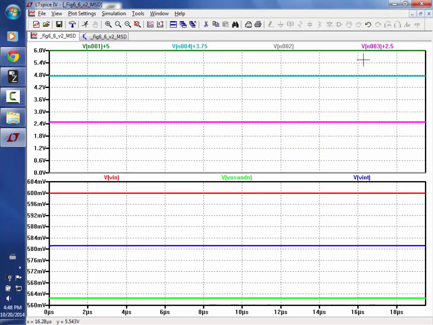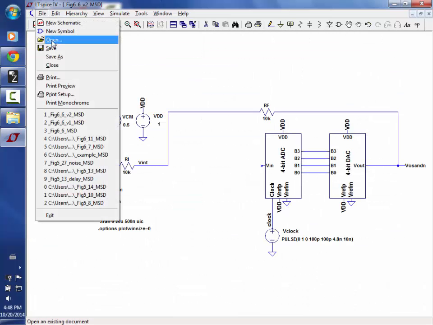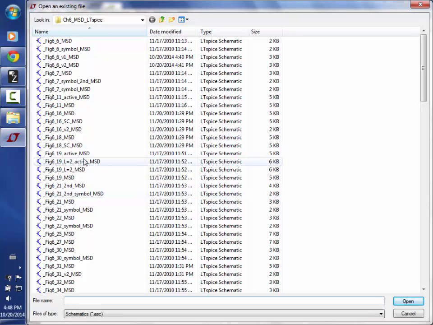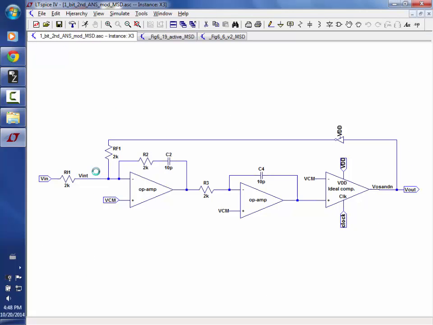Okay, so we'll go grab, let's do File, Open, and then let's go open this thing, open this, and then I'm going to copy, let's just copy this right here.